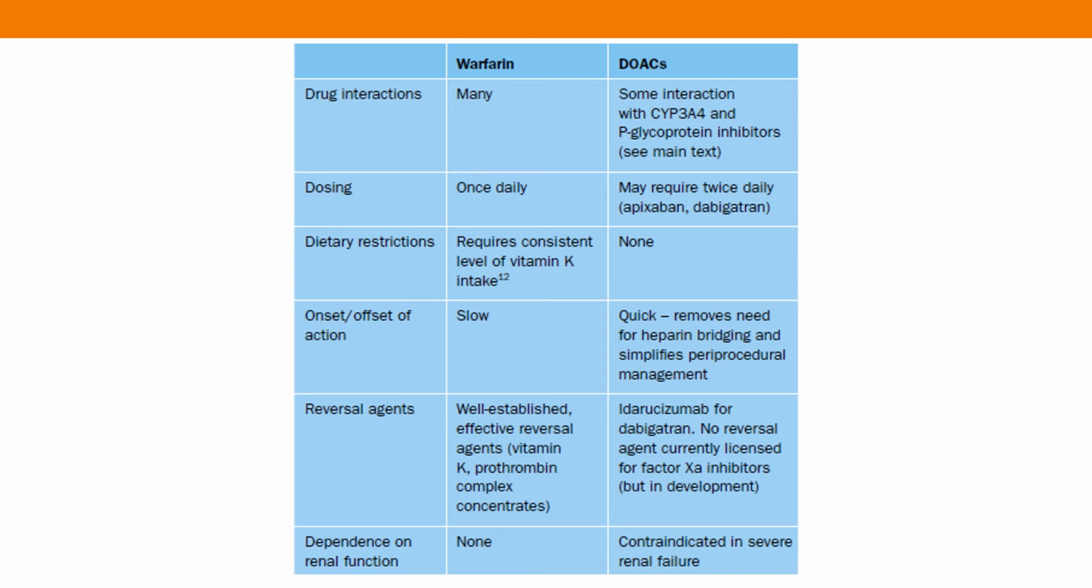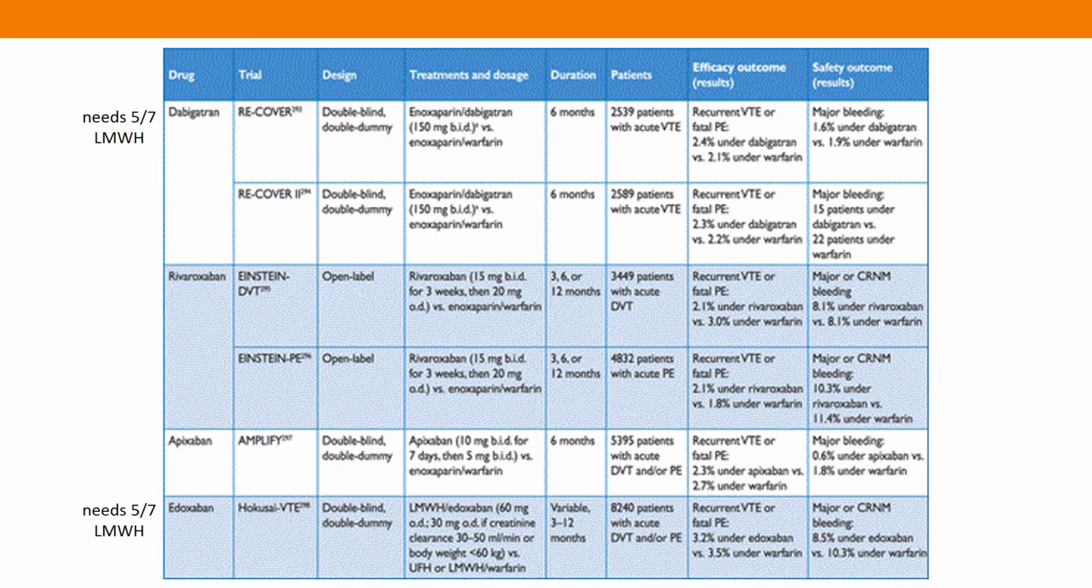Reversal agents, however, are well established in warfarin, such as vitamin K and prothrombin complex concentrates. There is a monoclonal antibody for dabigatran, but these are extremely expensive, and so reversal agents in DOACs is largely at the moment limited to vitamin K, PCC, and other medications as guided by hematology. So these are a prescribing table of the NOACs. Just to note that both dabigatran and edoxaban require 5 days of bridging with low molecular weight heparin.